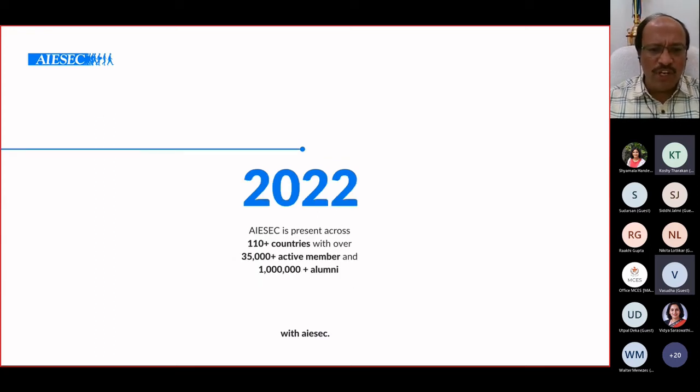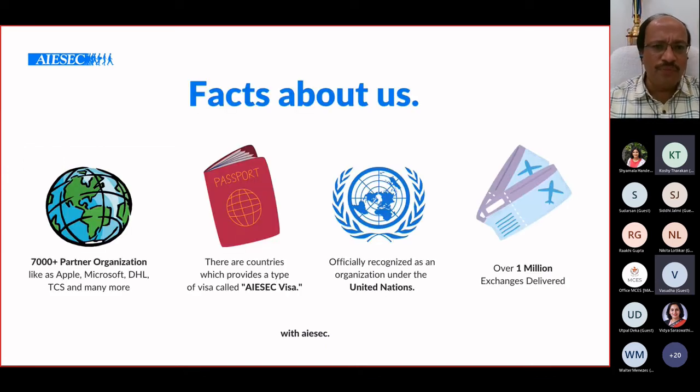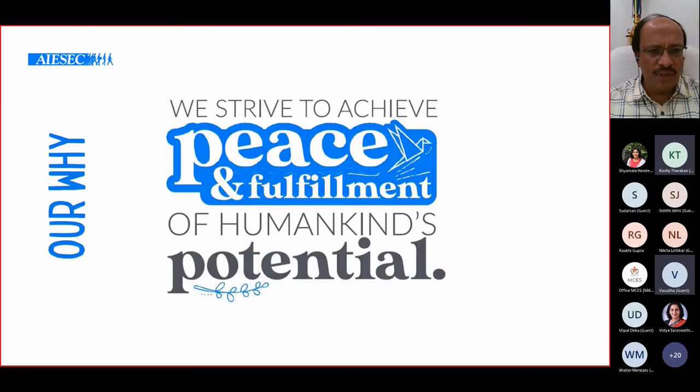If you look at the 2022 status, ISAC is present in 110 plus countries with 35,000 plus active members and 1 lakh plus alumni as of 2022. If you look at the facts, approximately 7,000 plus partner organizations are there, and there are countries which provide a special visa. They call it the ISAC visa, and that is how the organization is known in that country. It is officially recognized as an organization in the United Nations, and over 1 million exchanges have been delivered.